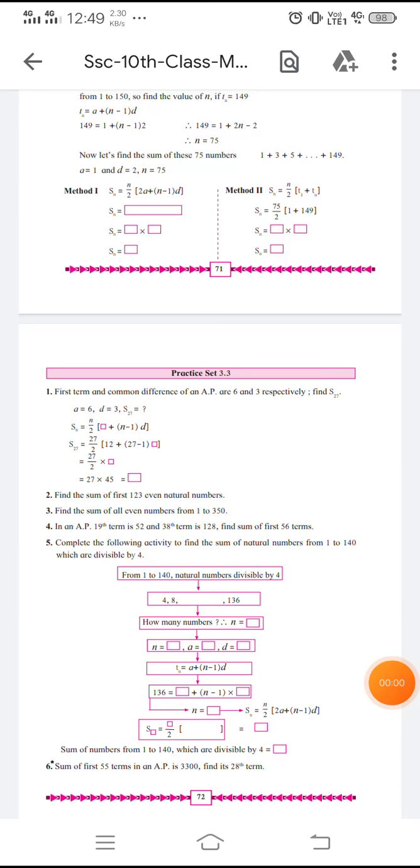Hello guys, I'm back again with a new practice set, that is 3.3. Last time we completed our 3.2, so today we are going to learn about practice set 3.3. In this, what they have given is that we have to find the sum of numbers.